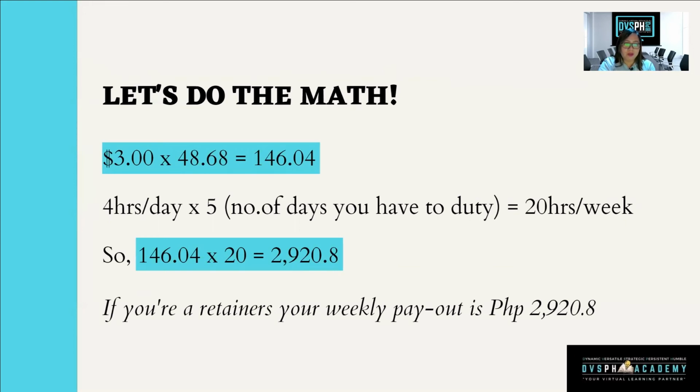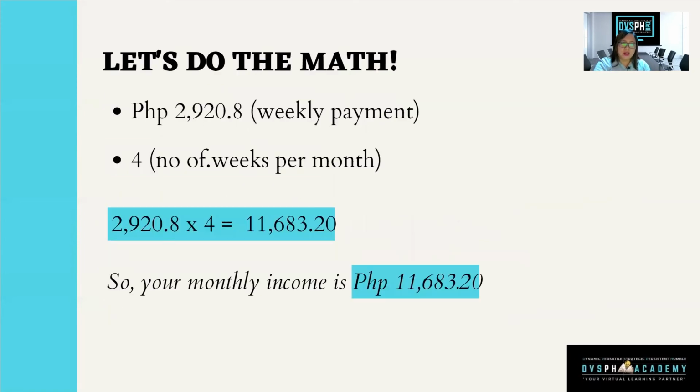4 hours a day times 5, which is 20 hours per week. So, on a weekly basis, she gets 2,920.80. So, that will serve as your retainer weekly payout. And then, you work 4 times a month, right? In one month, there are 4 weeks. So, the total is 11,683.20. And you only have 4 hours a day.